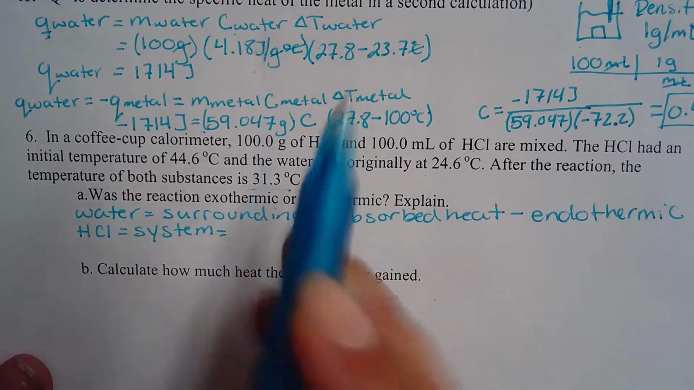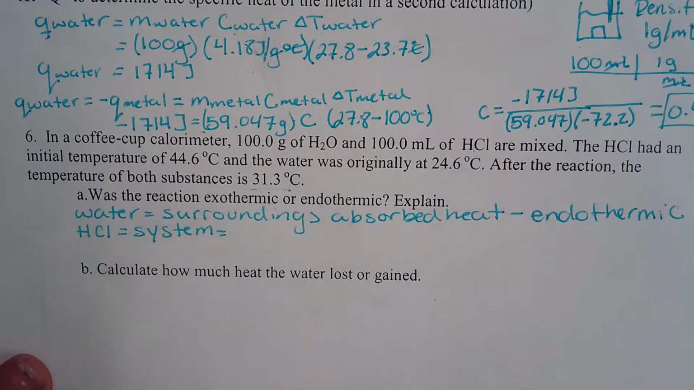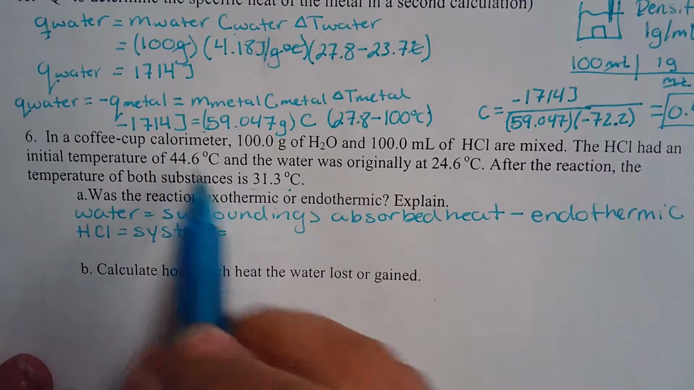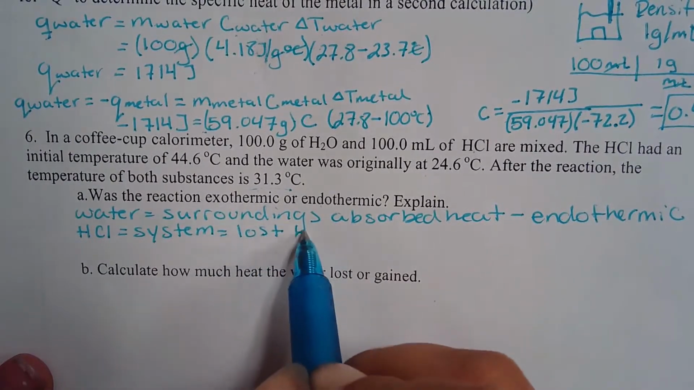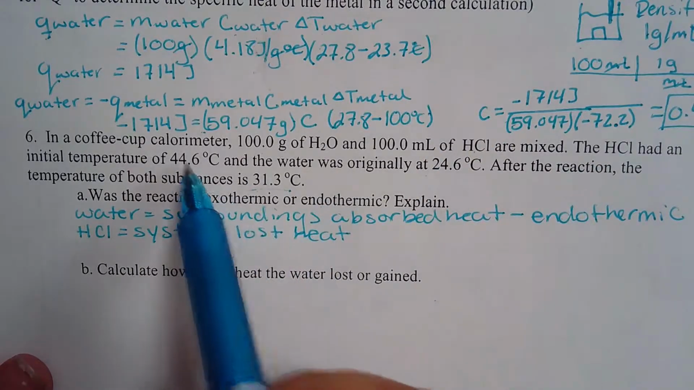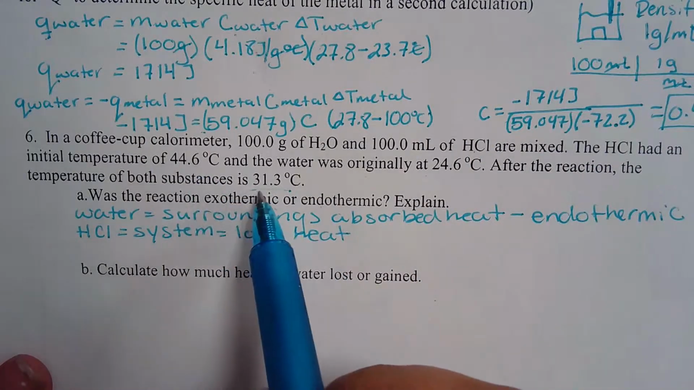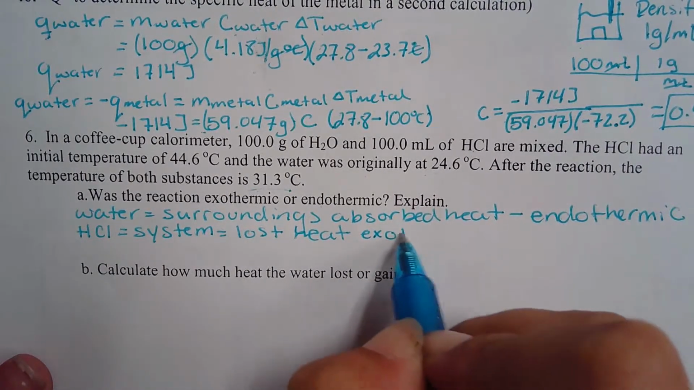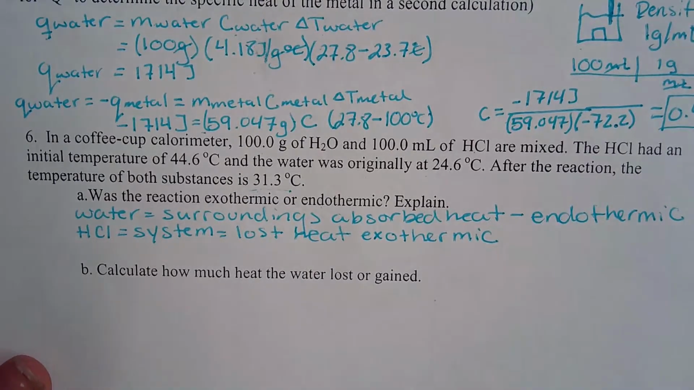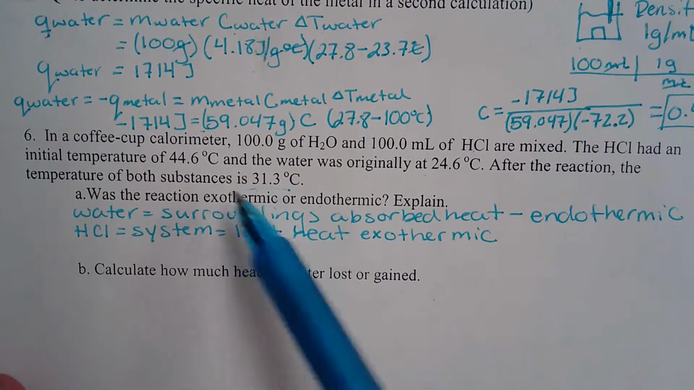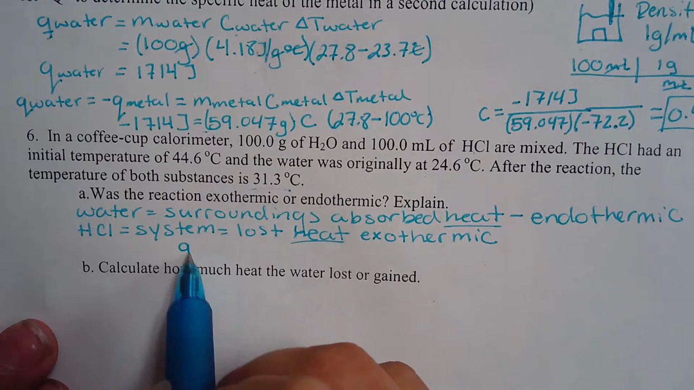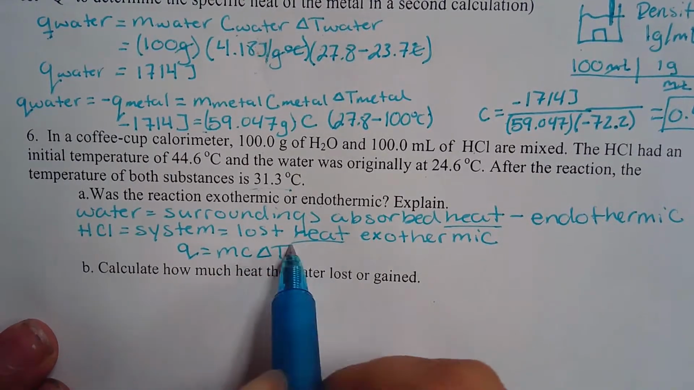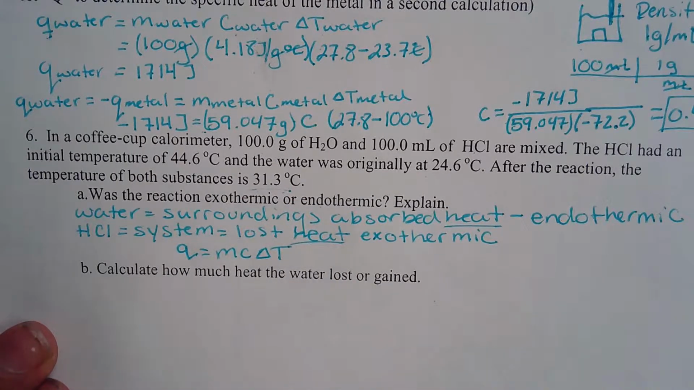Your system went from 44.6 degrees Celsius to 31.3 degrees Celsius. Your system then must have lost heat, temperature went down, your system lost heat, which means the system was exothermic. Okay, so don't confuse heat with your change in temperature. If we actually wanted to do a calculation for heat for either of these, we would have to use that Q equals MC delta T. Delta T, the change in temperature, is just a parameter that we use to calculate the value of heat.